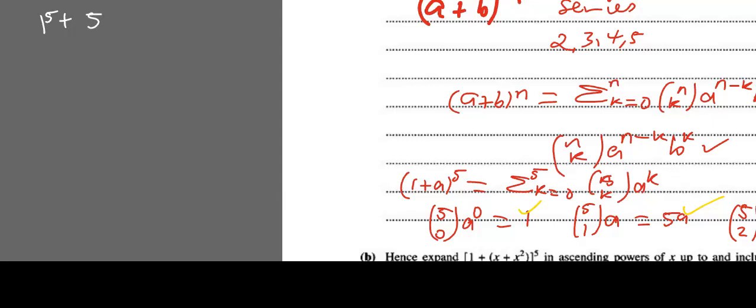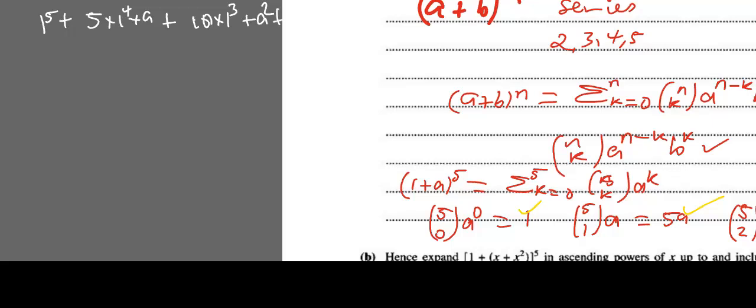So that will be 5, multiply that by 1 to the power of 4. The power decreases. Multiply this by x, plus the next one is 10. Multiply this by 1, then the power decreases by 1, plus x squared. The power of x increases.